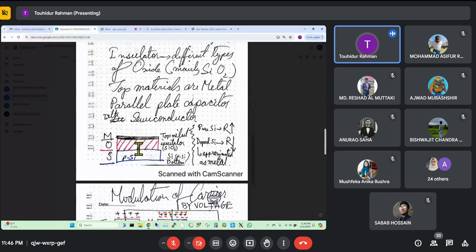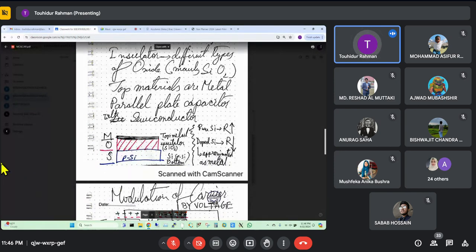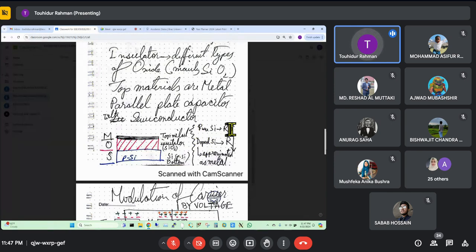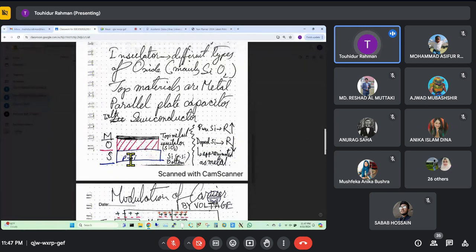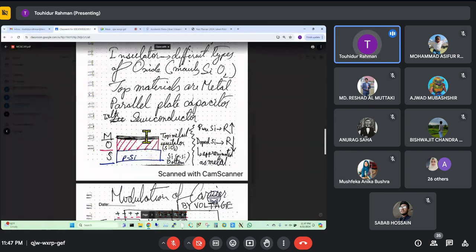So how does it represent a parallel plate capacitor? Because we know from the basic concept, a parallel plate capacitor must have two parallel metal plates. In this structure, we have one metal at the top. We also have an insulator, but the bottom is not a metal. It's a P-type silicon. For pure silicon, the resistance is very high. Ideally, it's infinite. But if we add P-type doping, the resistance decreases. So we can approximate this P-type silicon as a metal. If we approximate this P-type silicon as a metal, then this structure becomes a parallel plate capacitor.